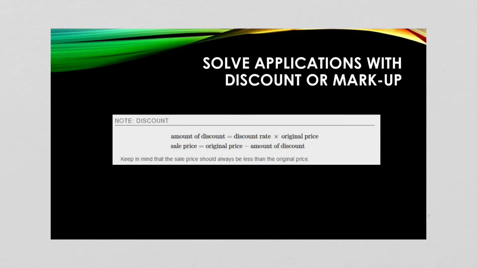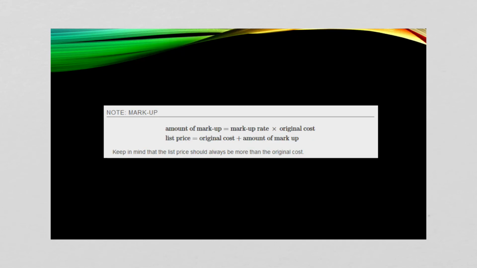Okay, so now we've got amount of discount is equal to the discount rate times the original price, and then the sale price is your original price minus the amount of your discount. Markup goes in the same way. If you owned a company and you sold things, you would need to mark up the items so that you could make a profit, so that you could live and eat. And so amount of markup is equal to your markup rate times the original cost, and then your list price, how much you're selling it for, is your original cost plus the amount of your markup. So the only difference between markup and discount is on markup, you're adding. On discount, you're subtracting.